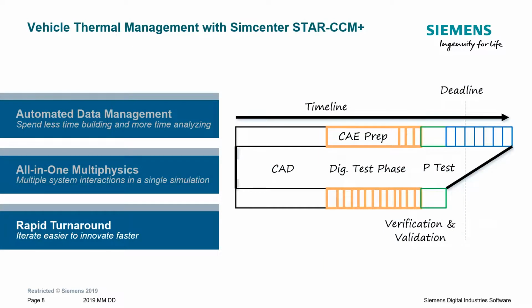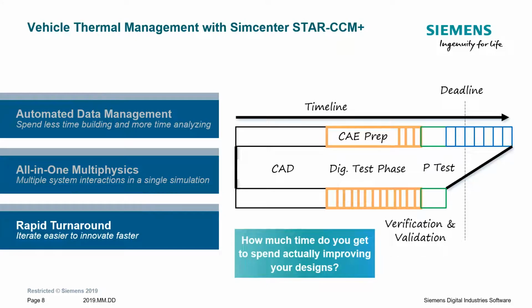So rapid turnaround is what Simcenter Star CCM Plus has been built on top of. The idea is you want to be able to do the CAD and simulation test as quickly as possible. You want to be able to make that simulation, learn from it, make a modification to your design, and very quickly go through that process before your program deadline, such that by the time you're actually cutting sheet metal, you're really just doing verification and validation of your models. You're not hitting new surprises that require you to start building even more parts and extend your program deadline.